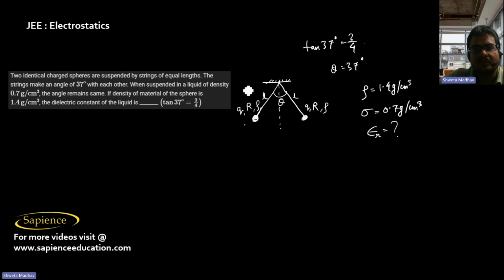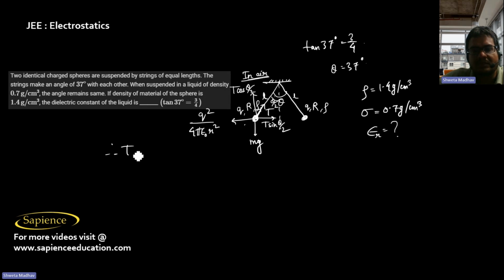So we can take, suppose in the first case it is kept in air. So here the mg is acting downwards, and here q square by 4 pi epsilon naught into r square is the electrostatic force, and this is the tension force. So this angle will be theta by 2. So this will be T sine theta by 2, and this will be T cos theta by 2. Since this angle is theta by 2, then this angle will also be theta by 2.